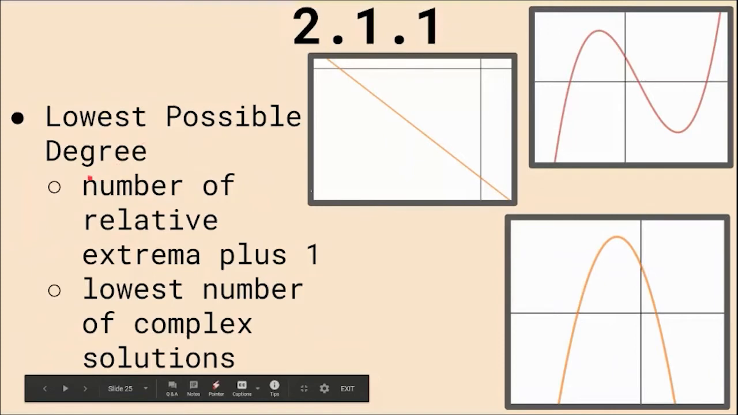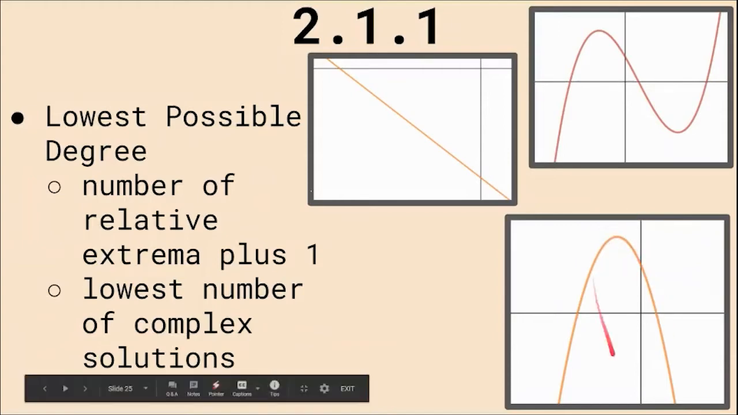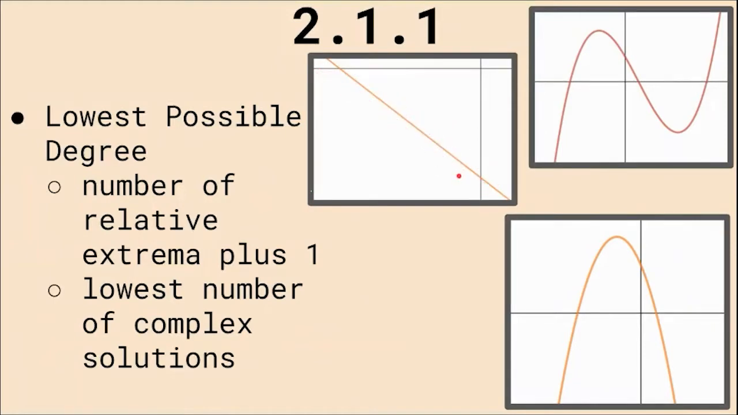The lowest possible degree that you can have is you count the turns and add 1. So this one right here, there's 2 turns. So this is x to the 3rd. Okay, the lowest possible. This one right here, there's 1 turn. You add 1, it's 2. So this is x squared. As you can see, it's quadratic. This one, there's no turns. So it's a power of 1. Power of 1 means it's linear.